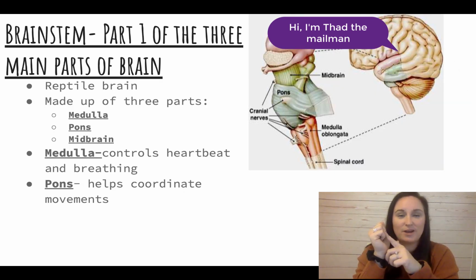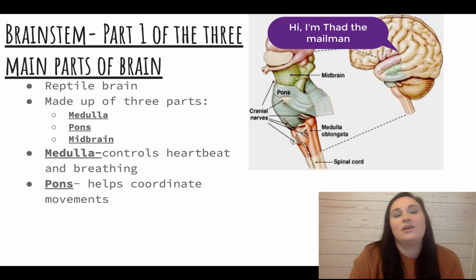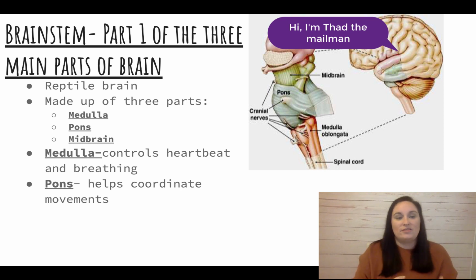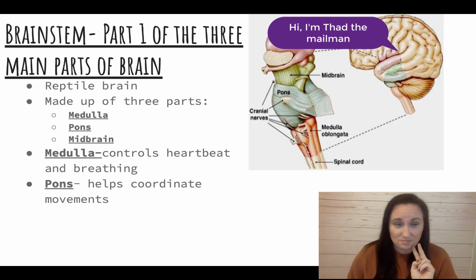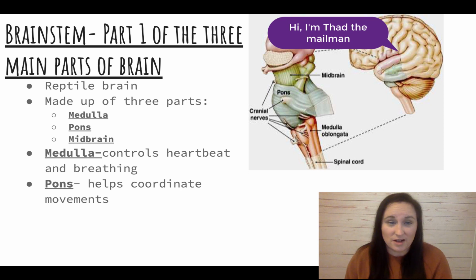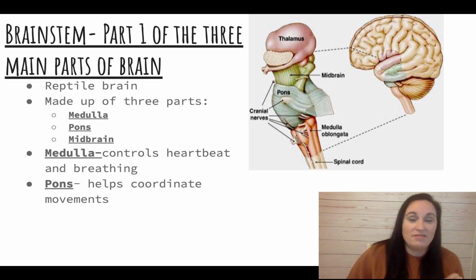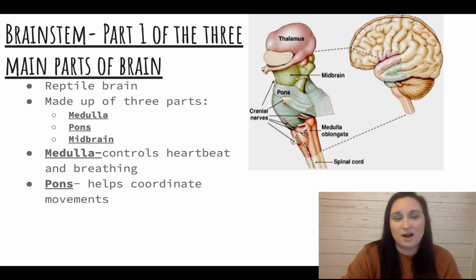Let's go into these parts. The spinal cord goes right into the center of the brain. So when we're doing this, it's not just sitting in the back here, it's in the brain. So this is our reptilian brain because it's the most primitive. There's only 2 parts of this brainstem that you need to know. So in the brainstem, you need to know the medulla. The medulla controls our heartbeat and our breathing. Keeps us alive. If you don't have a medulla, you're dead. And then the pons. The pons helps coordinate our movements. Okay? You do not have to know the midbrain. You just have to know medulla and pons.